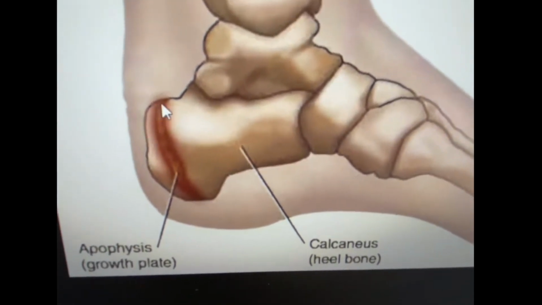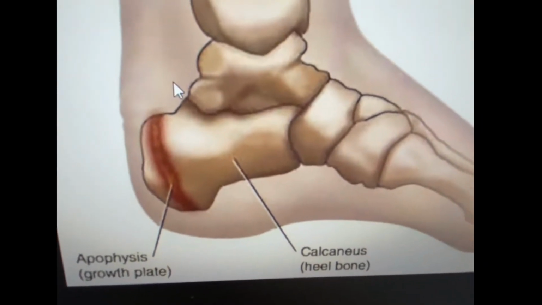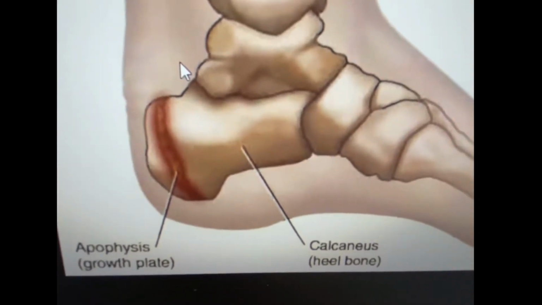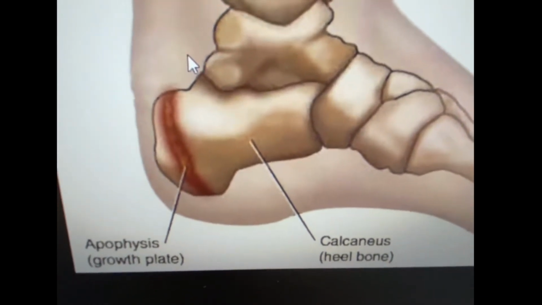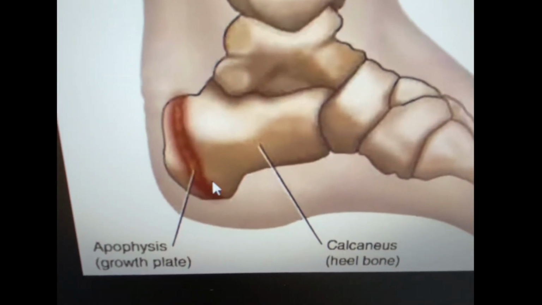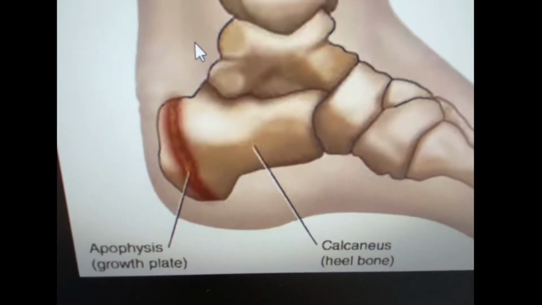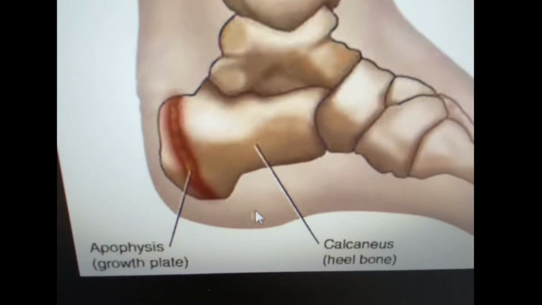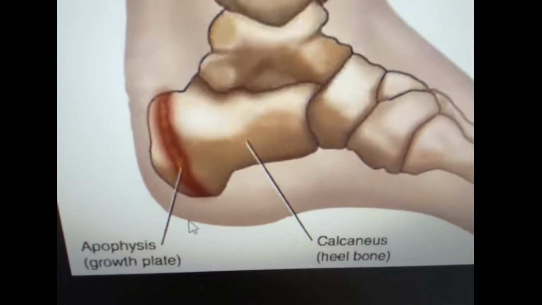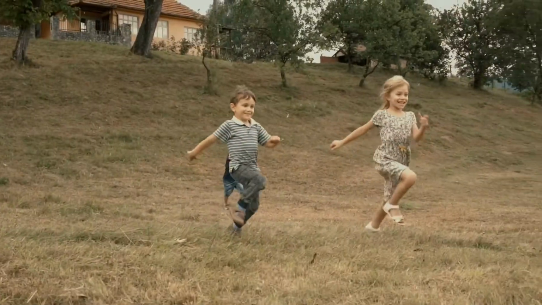The growth plate is where the bone gets bigger, and this is where the bone increases in size depending on what Mother Nature has determined the heel size to be. So again, when it's inflamed, this is the area that will be inflamed. So patients or kids will complain of pain right here on the back of their heel or at the bottom of their heel. One of the common reasons where this inflammation starts is because they become active.